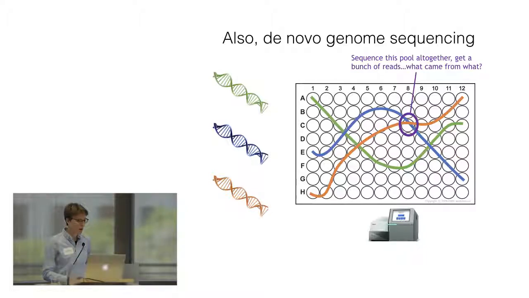So this is a problem. It turns out that it's much more efficient to put lots of different chunks in the machine at the same time. And then what comes out is a whole bunch of reads, and you want to know which ones go to what. Again, the same idea holds. It's a little more complicated, but if you pool them according to low-degree polynomials, you can use this algebraic structure to extremely efficiently reconstruct which reads came from which chunk of DNA.